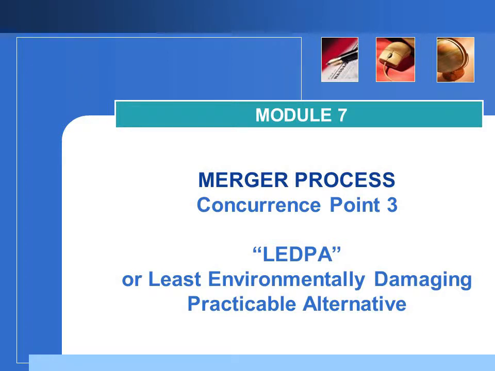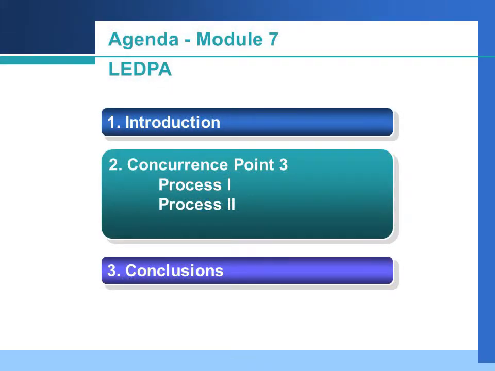Module 7 will discuss Concurrence Point 3, Selection of the Least Environmentally Damaging Practicable Alternative, or the LEDPA. We will start with an introduction to LEDPA, including what is a LEDPA and why the selection of an alternative is important to the proposed project.